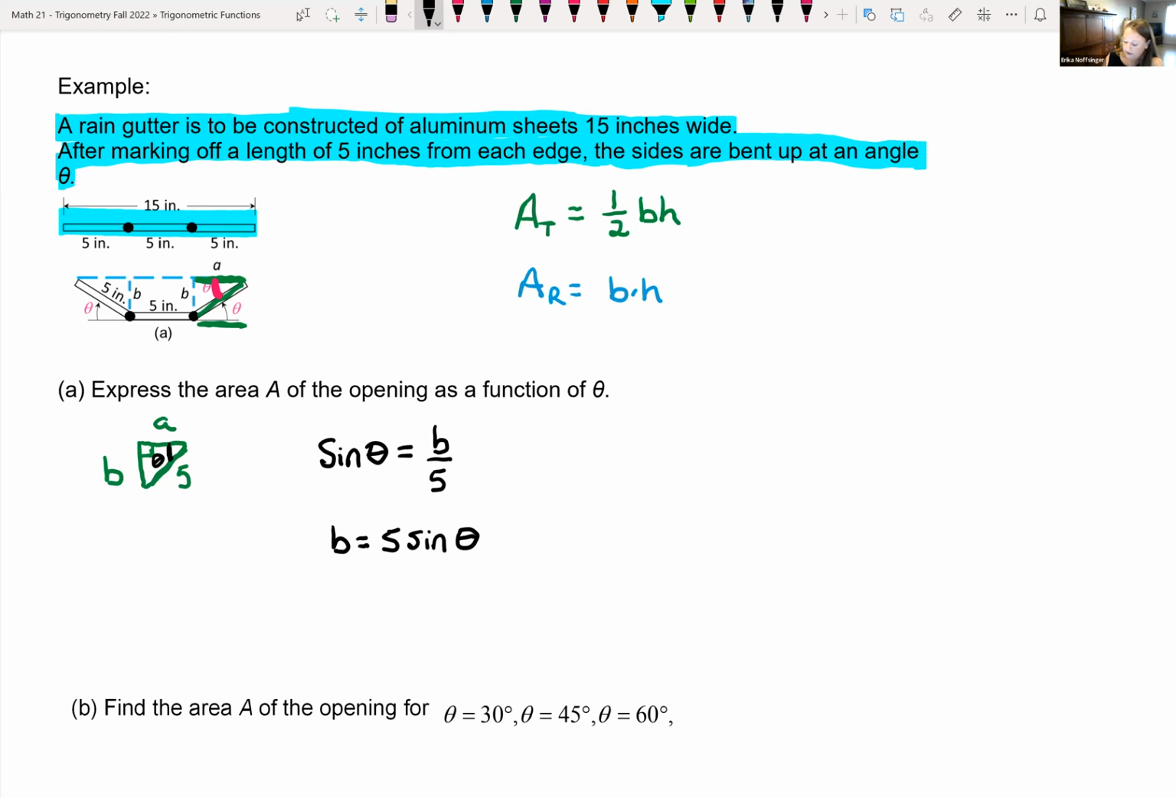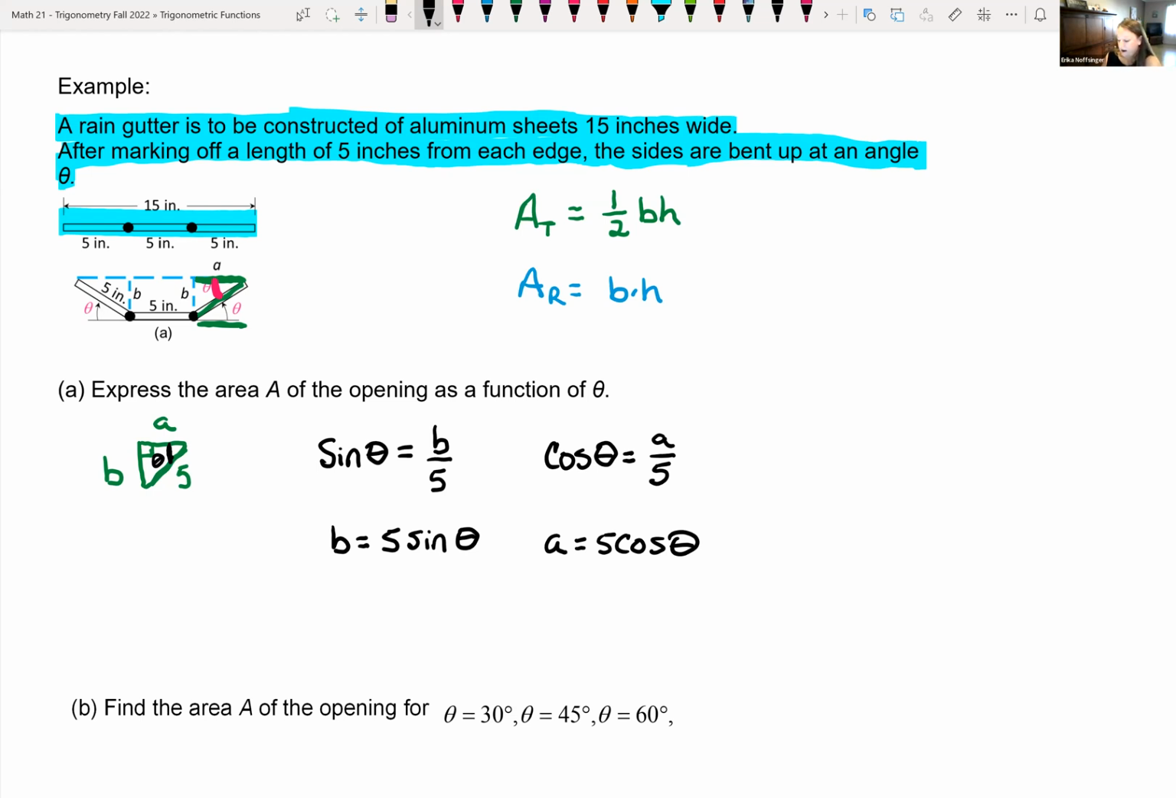A, we can do the same thing. If I'm looking at A from theta, that is my adjacent side. So I would think of what trig function uses adjacent over the hypotenuse, which is cosine. So I know that cosine of theta is equal to adjacent, which is A, all over 5. So my side A is equal to 5 times cosine of theta.